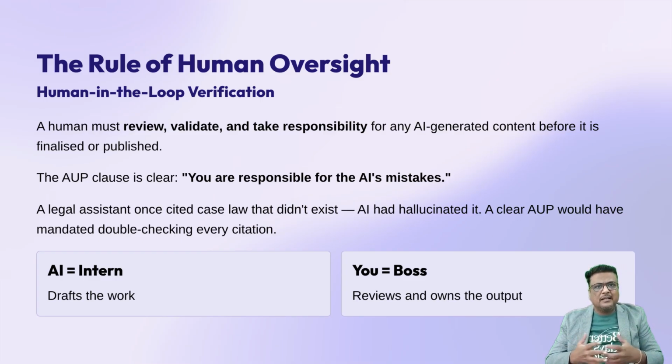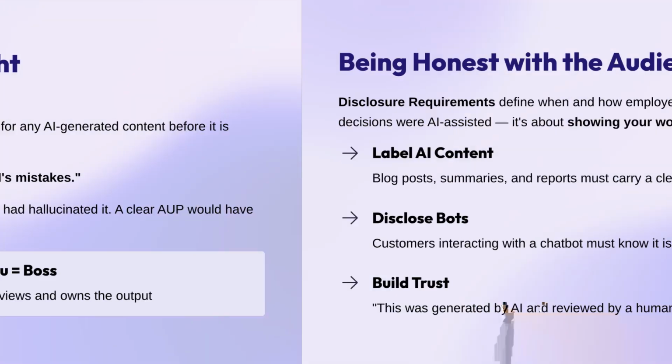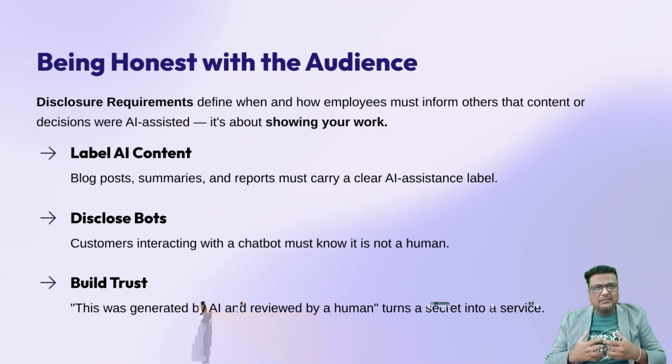I remember a legal assistant who used AI to find case law and ended up citing cases that didn't exist. If they had followed a clear AUP, they would have known they had to double check every single citation. Our policy must address disclosure requirements, which are the rules regarding when and how an employee must inform others that a piece of content or a decision was assisted by AI. In simple words, it's about showing your work.